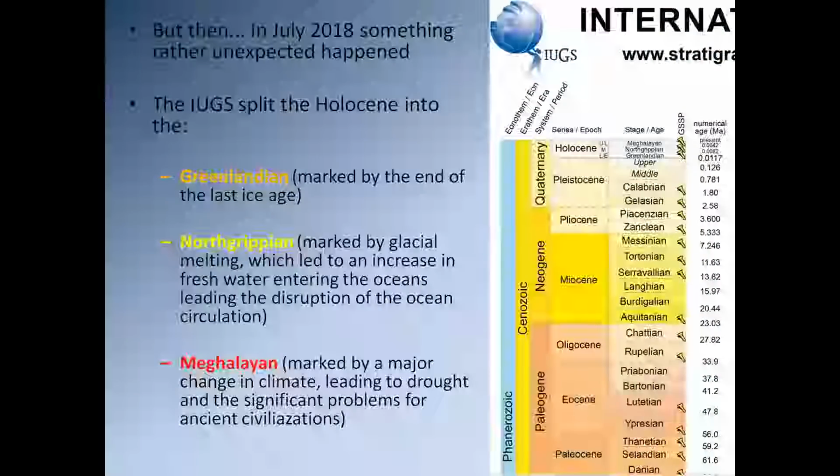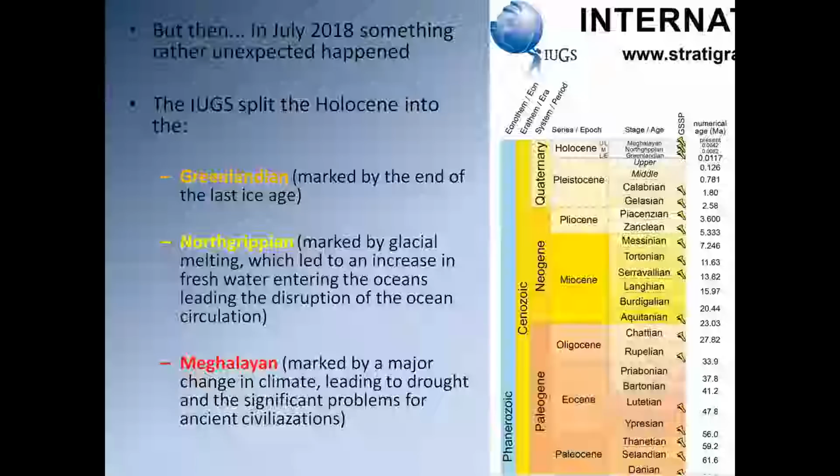But in July of 2018, something rather unexpected happened. Over on the right here, we actually have the section for the Cenozoic of the International Chronostratigraphic Sequence, and you can see up here the Holocene. The Holocene has been split into the Greenlandian, the North Grippian, and the, excuse my pronunciation, the Megalhelian. This came as somewhat of a surprise because people hadn't quite realised that the IUGS were going to do this, and so it's led to a lot of infighting within the geologic community. There was a very significant change there.